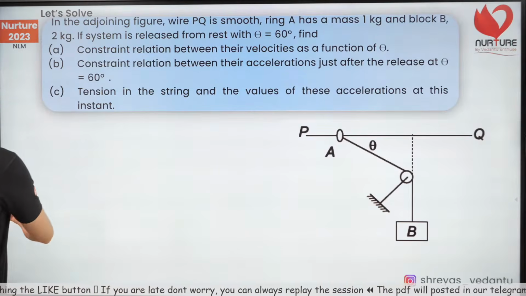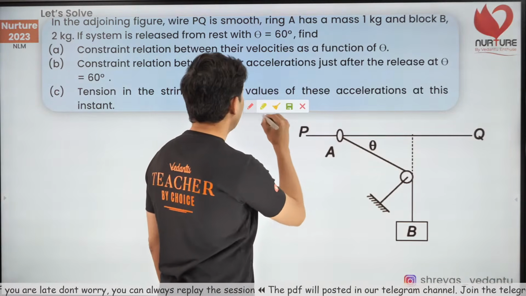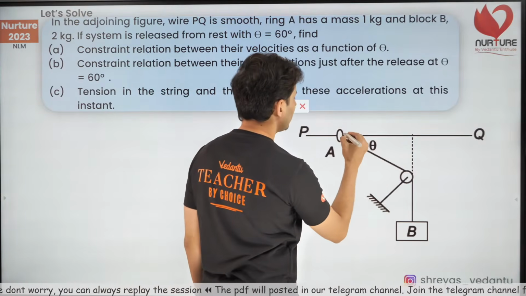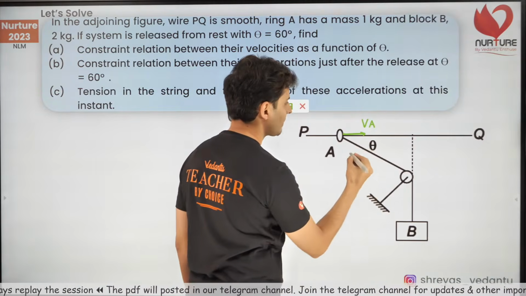Now how do we figure this out? Use my rule, trust me, you will not get it wrong. So here is the logic. Let's assume that this guy, the ring, moves with a velocity of VA.